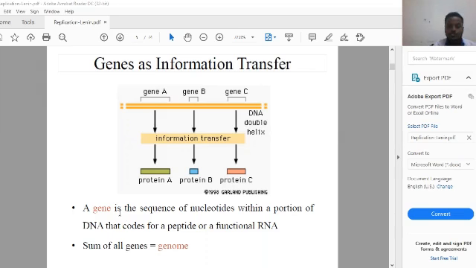So a gene is a sequence of nucleotides within a portion of the DNA that codes for a peptide or functional RNA. All the genes together are called the genome. A gene is a sequence of nucleotides, but the genome is all the genes. Only one sequence of nucleotides is called a gene.